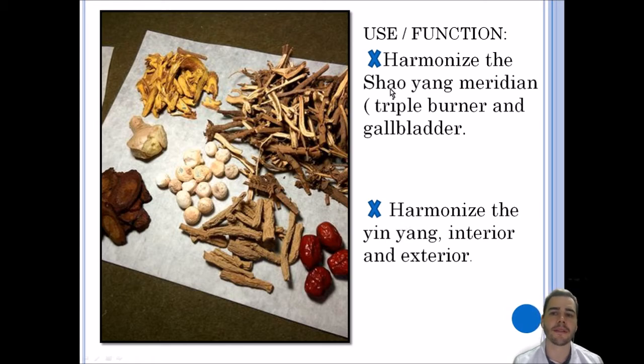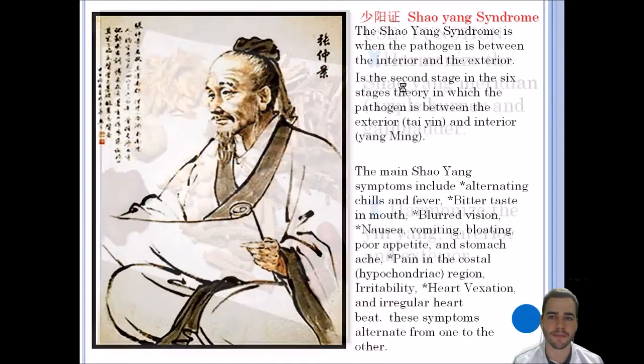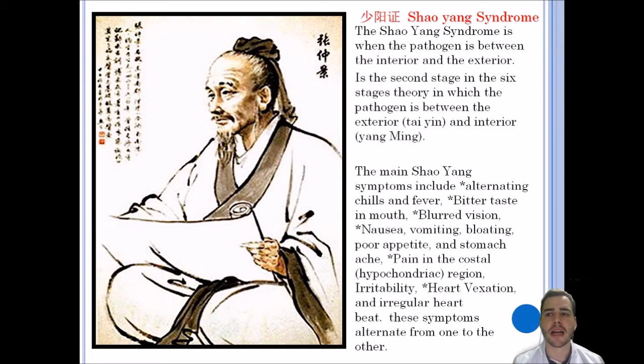In order to understand how to use this formula, we have to understand what the Shaoyang syndrome is. The Shaoyang syndrome was first proposed by Zhang Zhongjing in his book Shanghan Lun, the theory of the 6 stages. Okay, so it's really easy. How do we understand this?